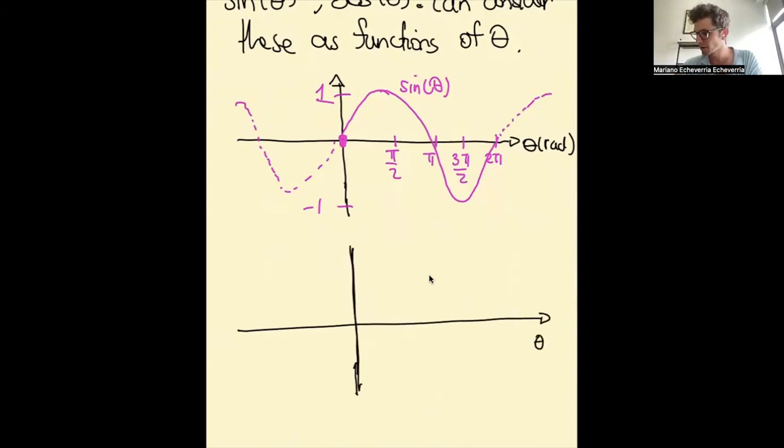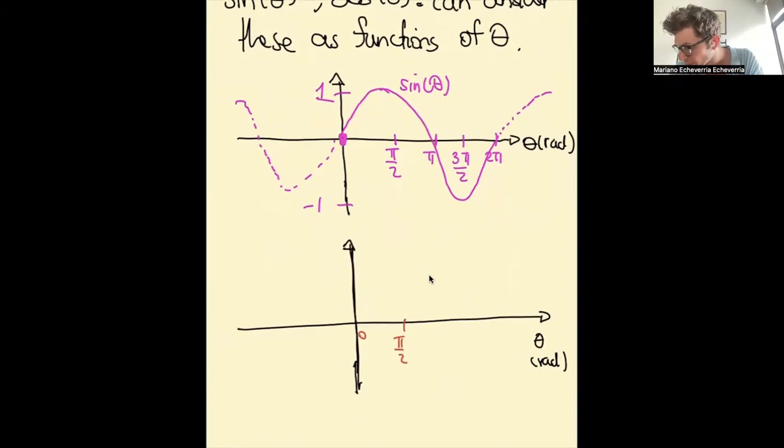And the one for cosine of theta is very similar, but it's shifted a little bit. So you can have 0, pi over 2, pi, 3 pi over 2, 2 pi. At 0 it is 1, and it becomes... okay, I'm trying to make it a smooth curve.